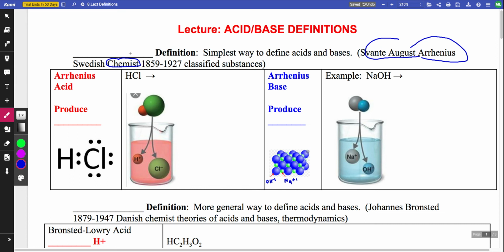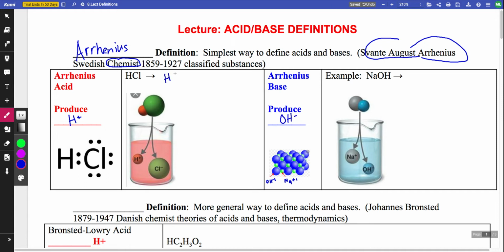This lesson, we will learn about how acids and bases are defined and how they're written. The first way of defining acids is given by a Swedish chemist. His last name is Arrhenius. His real name is Svante August Arrhenius. Okay, he said that an acid gives H plus and a base gives OH minus.